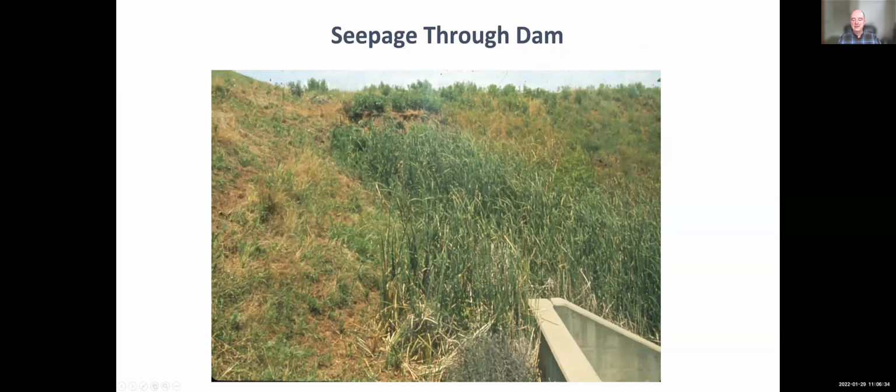And one more example. So this is near a low-level outlet, and above the low-level outlet, you can easily see that the vegetation just pops up and is taller and more vibrant. So there's been seepage through the embankment above the low-level outlet, and you can use the vegetation to really pick that up.